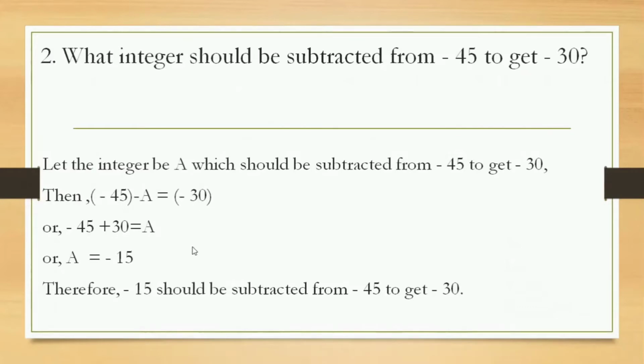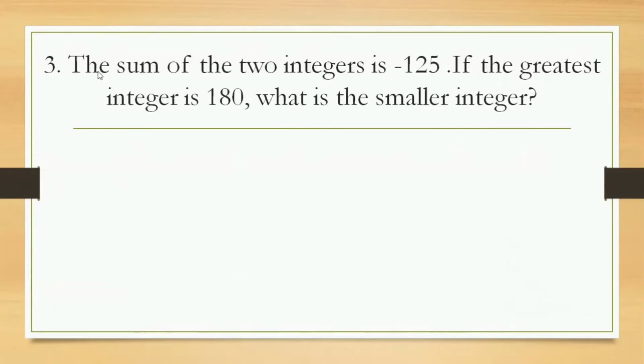Okay. Now look at the next one. The sum of the two integers is minus 125. If the greatest integer is 180, what is the smaller integer? Let the smaller integer be a. According to the question, 180 plus a equals minus 125.